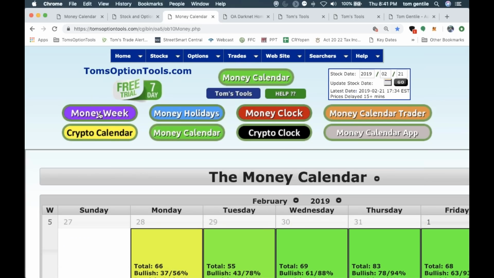We now have something called Money Week. Money Week is a way of looking at weekly patterns, for those of you who like weeklies, where you buy on a Monday and sell on a Friday, or you buy on a Wednesday and sell the next Wednesday. You can take a look at this particular pattern here, and it finds the best patterns that happen within a week. We have a money holidays pattern.